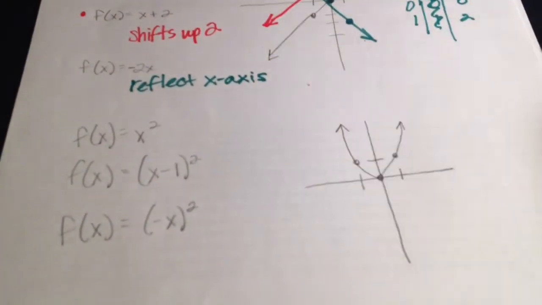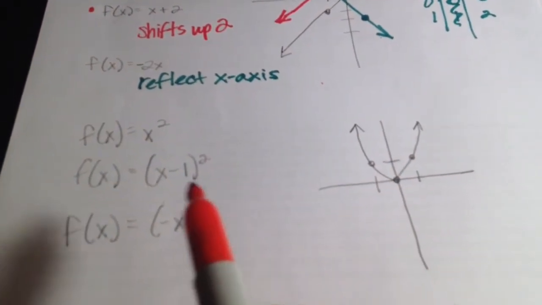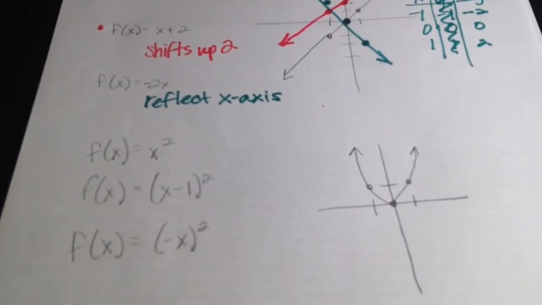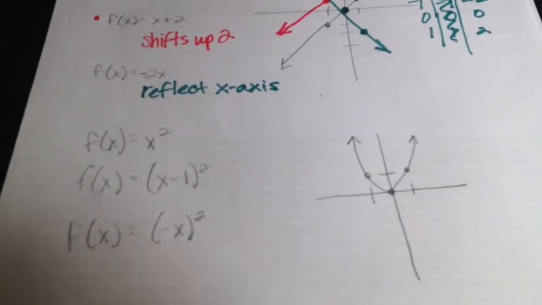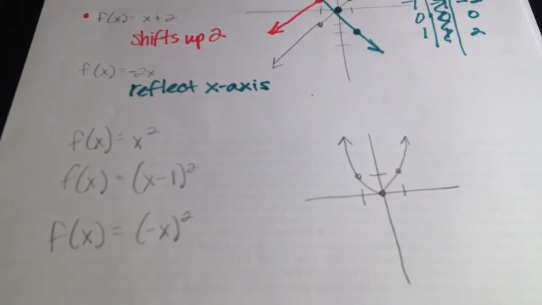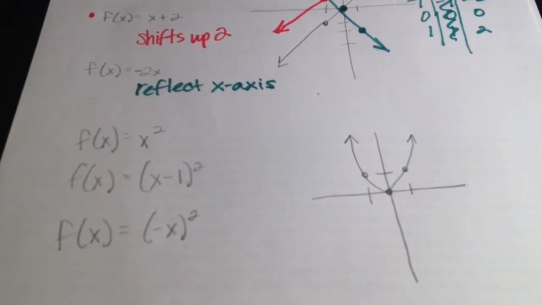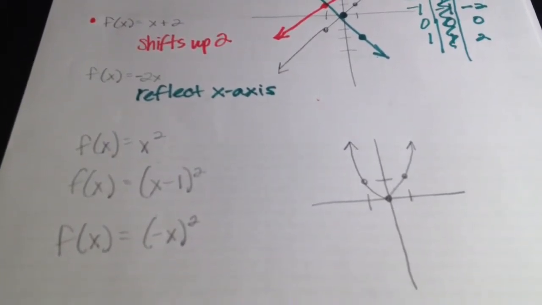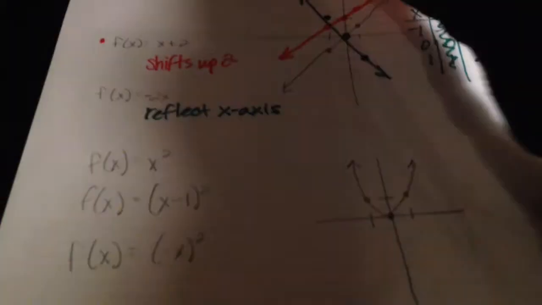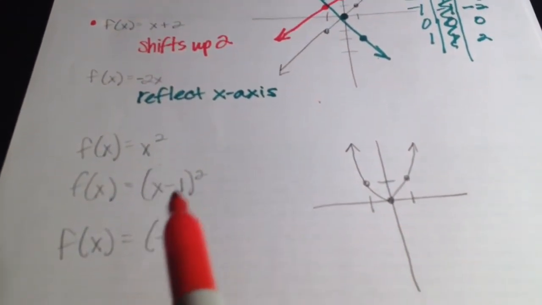Now notice, this time we have parentheses inside of our, or with x, I guess you should say. Okay? So what that means is that it has to move either left or right. And remember, it's opposite of what it looks like. Actually, now I'm second guessing myself. Yeah, I'm sticking with that it moves left 1 because you're subtracting 1.